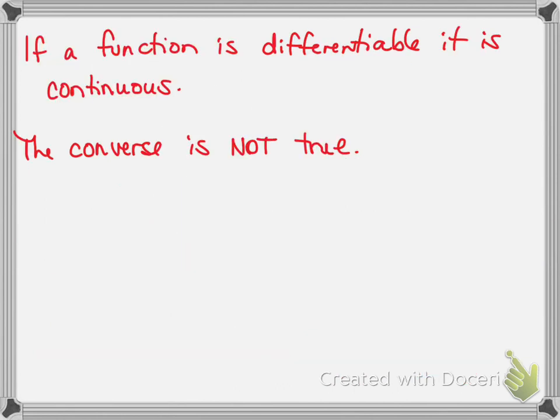Okay, so I've written, if a function is differentiable, it is continuous. That's guaranteed to be true. If I can take its derivative, then it is continuous. However, the converse is not true.